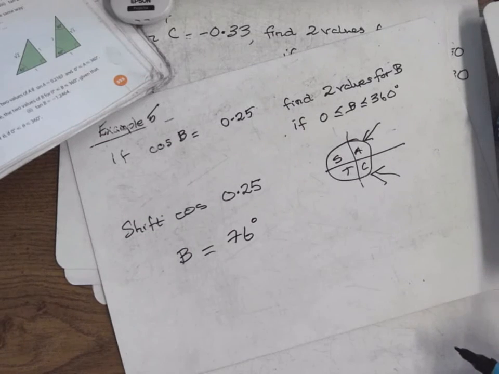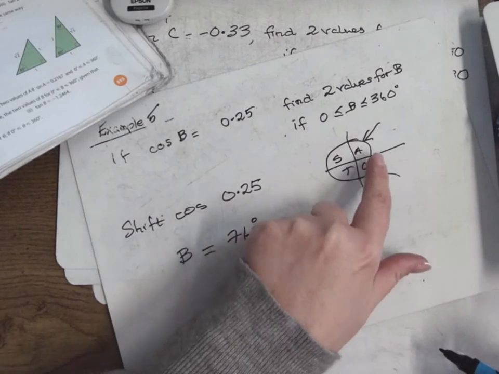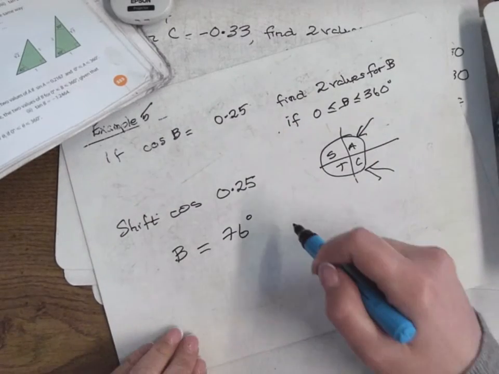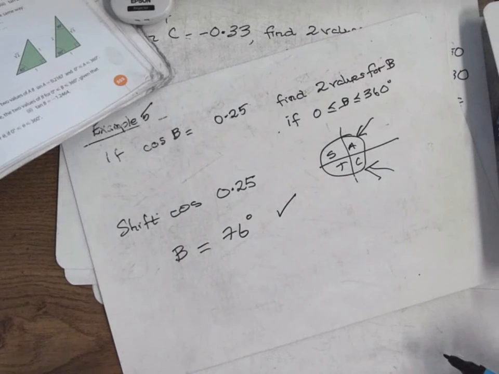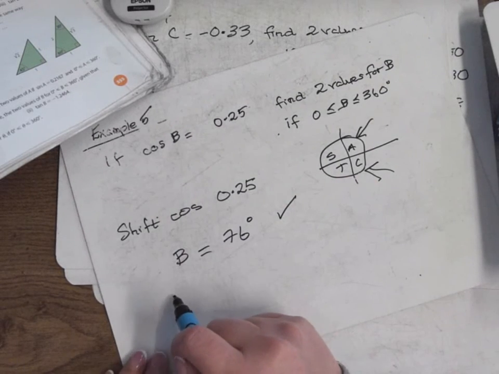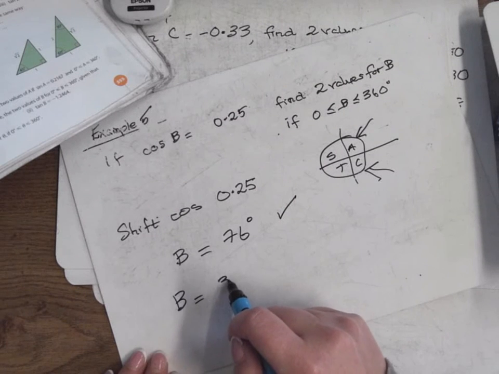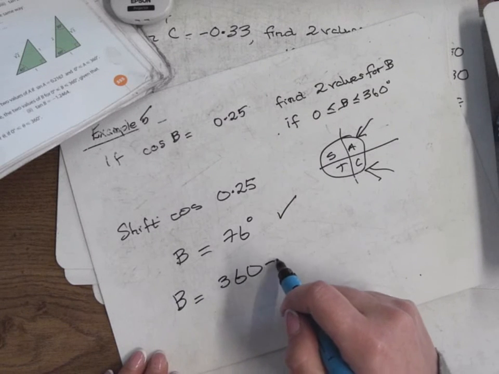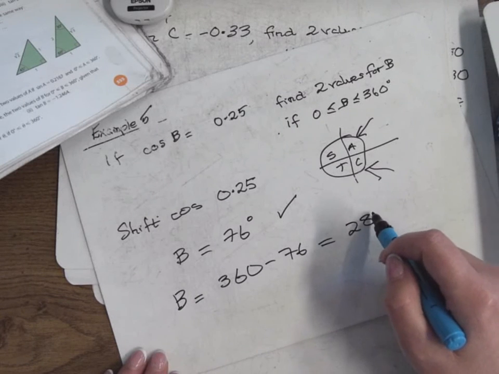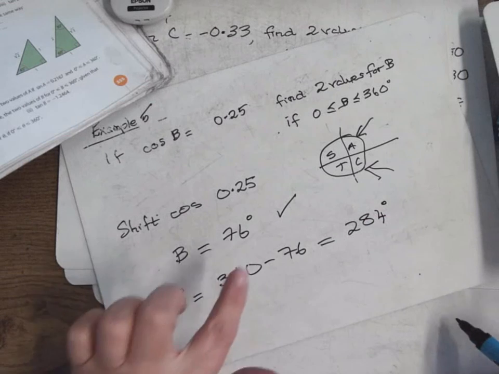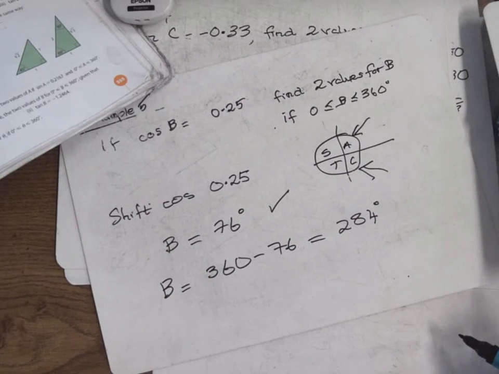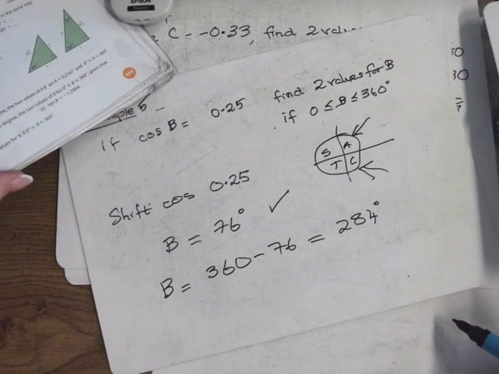Right, okay. Now, 76 is in the first quadrant. Is that an answer? Yeah, it is, because I need an answer in the first quadrant. So yes, I have an answer already, right? And then I have to get an answer in the fourth quadrant. So how do I get an answer in the fourth quadrant? It's 360 take away 76, which will be 284 degrees. So there's my two answers. B could be 76, the other B could be 284. Okay, ready to try a few?